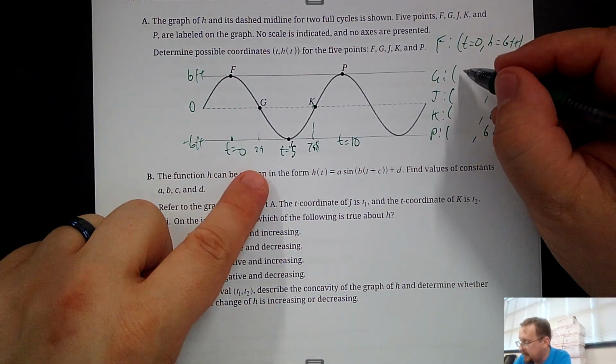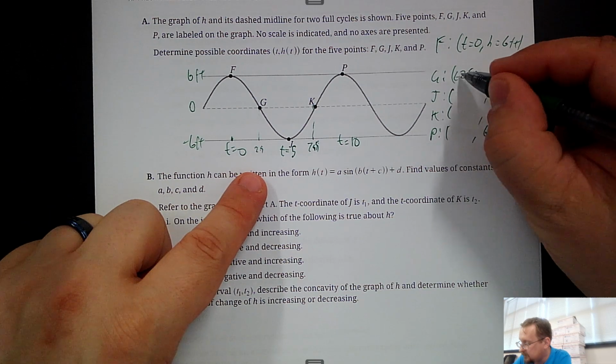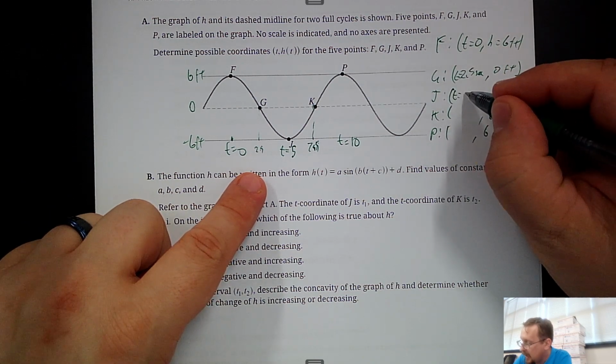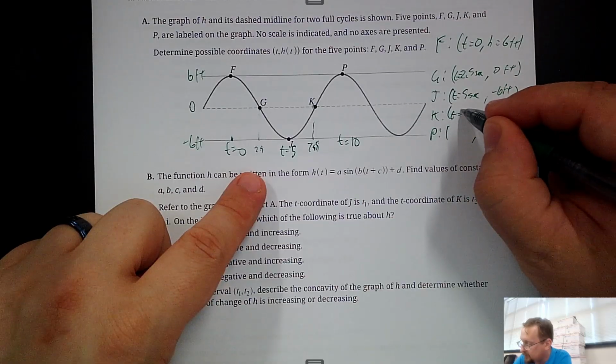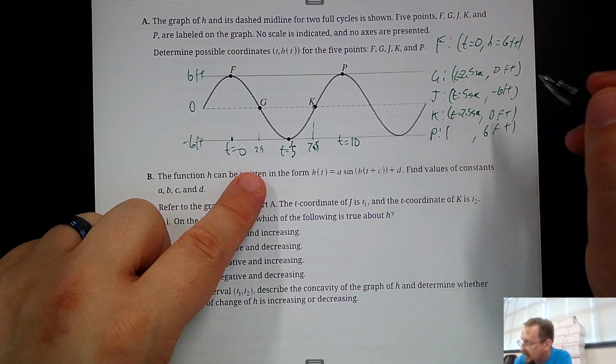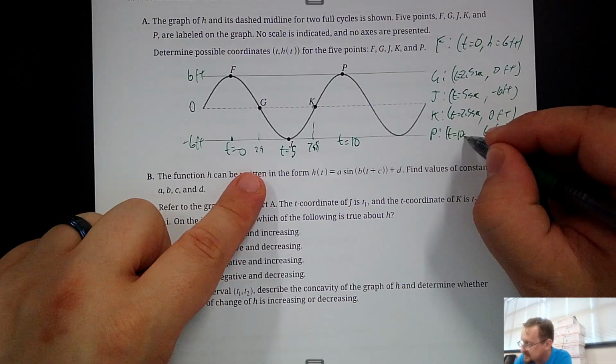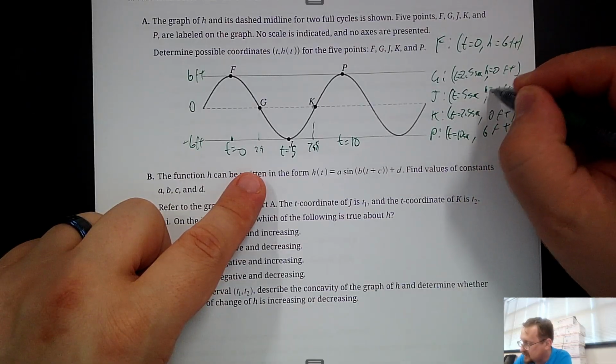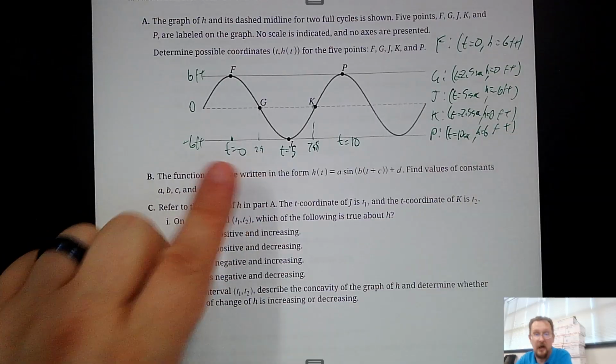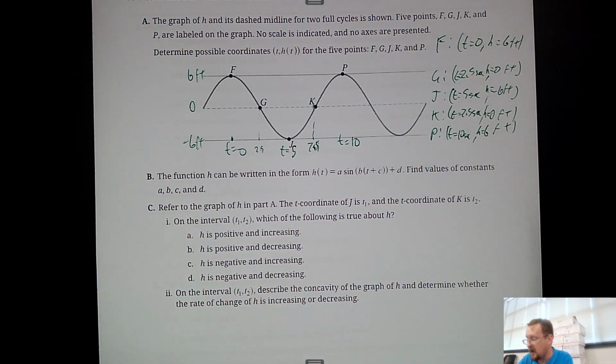So I'm going to say t equals 2.5 seconds, t equals 5 seconds, t equals 7.5 seconds, and t equals 10 seconds, and then this is h equals, h equals, h equals, and h equals. I don't know if they want that or if they just want 0, 6, or what.